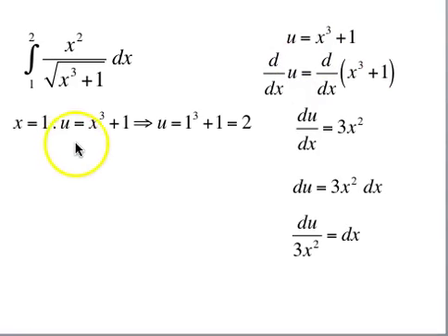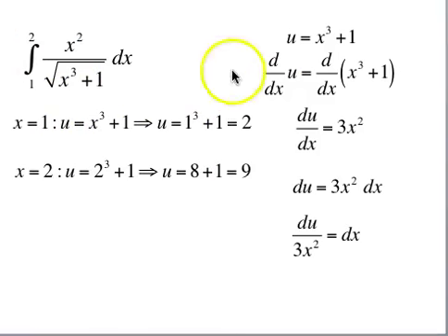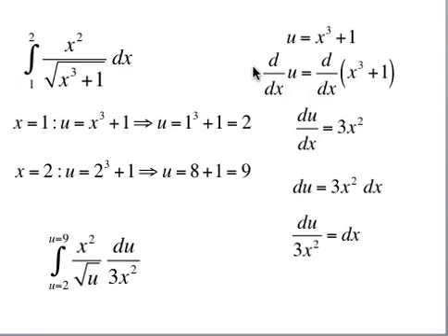So if x is 1, u is x cubed plus 1, 1 cubed plus 1 is 2. And if x is 2, 2 cubed plus 1, 8 plus 1, u would be 9. So my new endpoints are 2 to 9. X squared stays there, root u, du over 3x squared is what we have to work with.